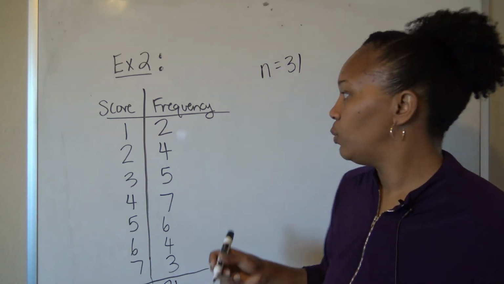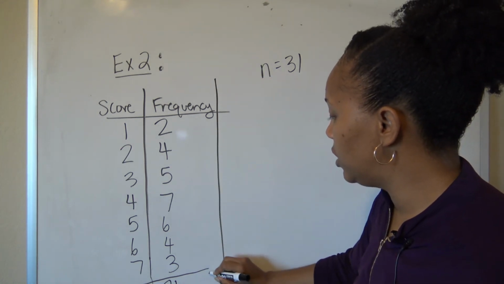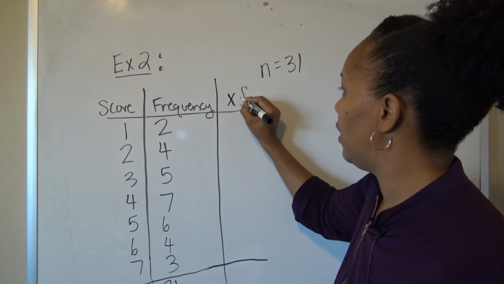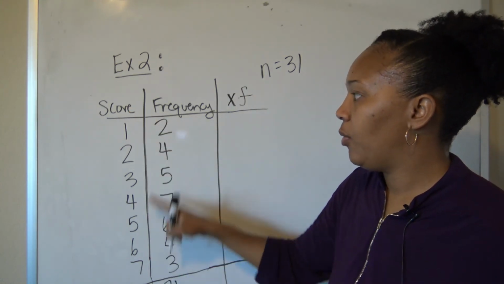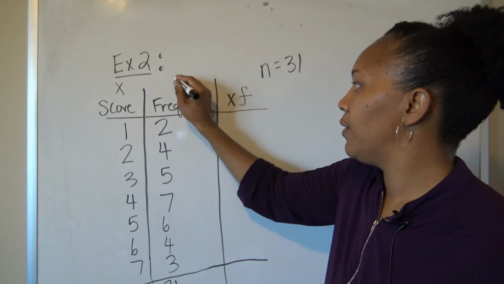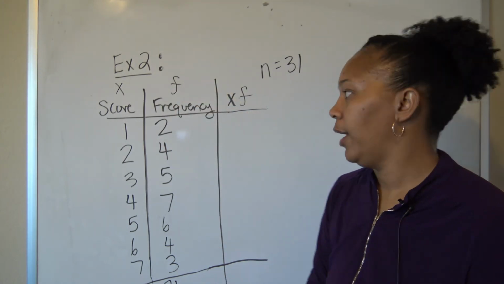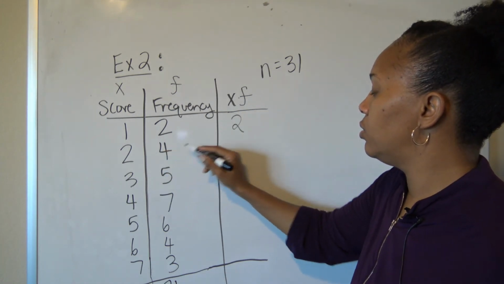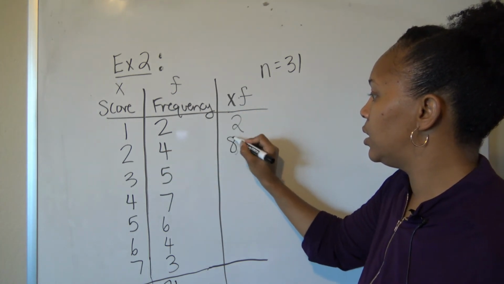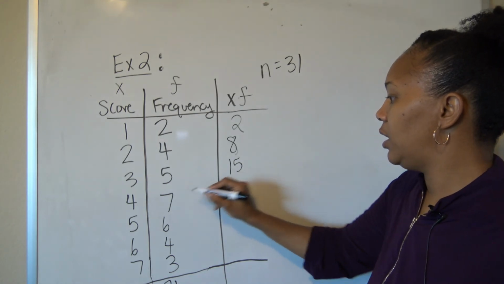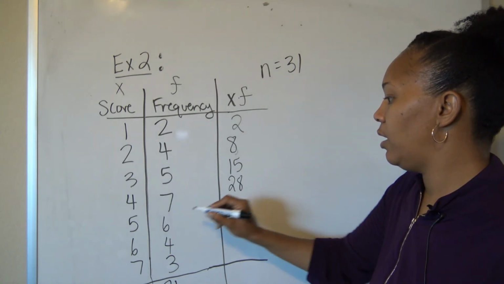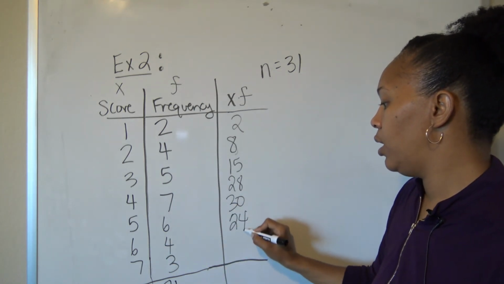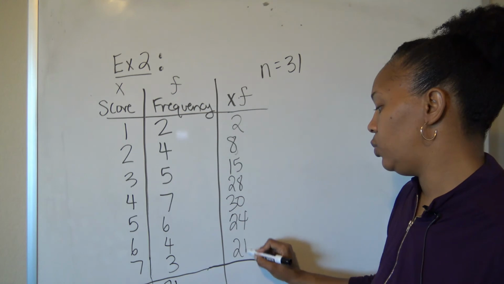Now what we want to do is multiply, and I'm just going to stick another column over here. We want to multiply the x times the f. So x is our data point, so this is our x. F is our frequency. Okay, so I'm just doing 1 times 2, which is 2. 2 times 4, which is 8. 5 times 3 is 15. 4 times 7 is 28. 5 times 6 is 30. 6 times 4 is 24. And 7 times 3 is 21.